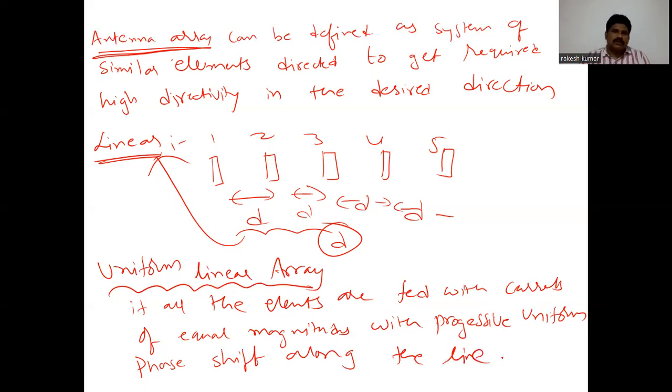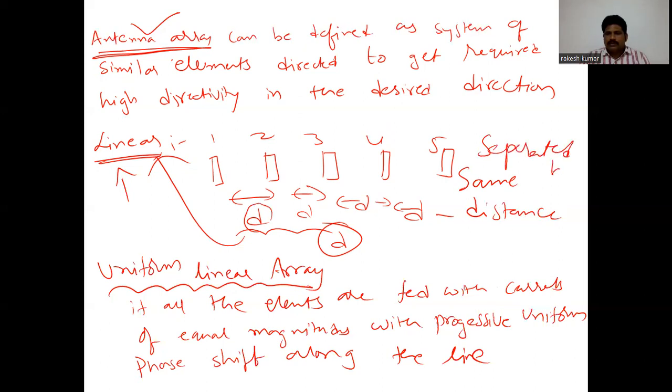So these are the different definitions for antenna array. An antenna array can be defined as a system of similar elements directed to get the required high directivity in the desired direction. The array is linear if all the elements are separated by the same distance. We call it a uniform array if all the elements are fed with currents of equal magnitude and with a progressive uniform phase shift along the line.